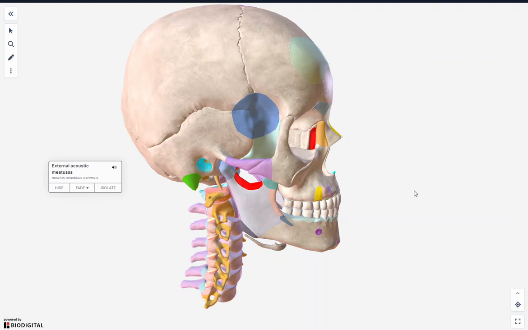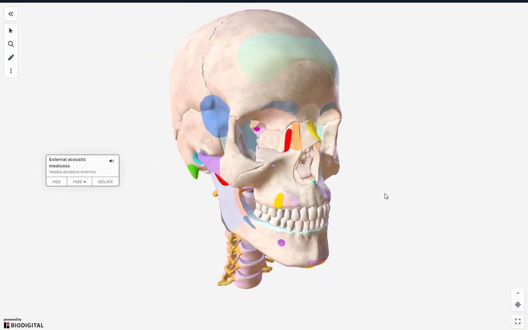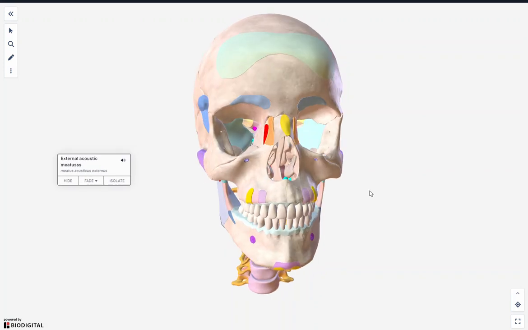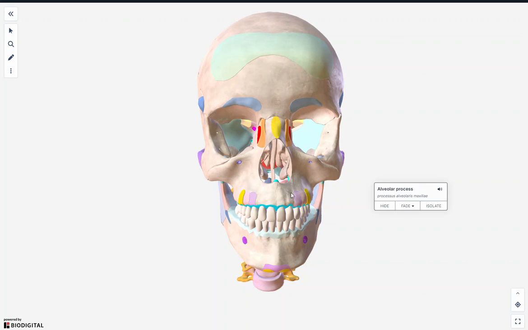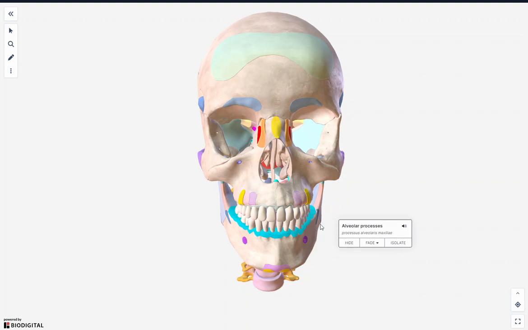Now we'll have many other lines to learn for our skull positioning. All right, so working our way inferior from that anterior nasal spine or acanthion landmark, we have the alveolar processes, right? So we have an alveolar process of the maxilla and an alveolar process of the mandible here. So we'll be talking about those alveolar processes a lot.